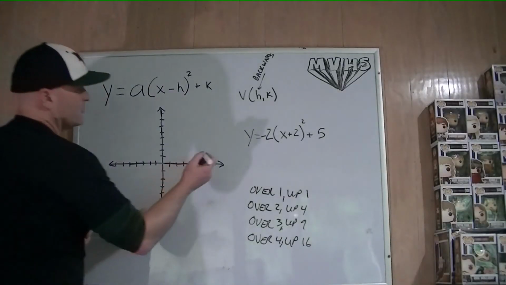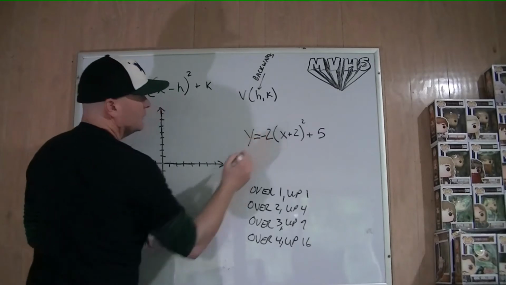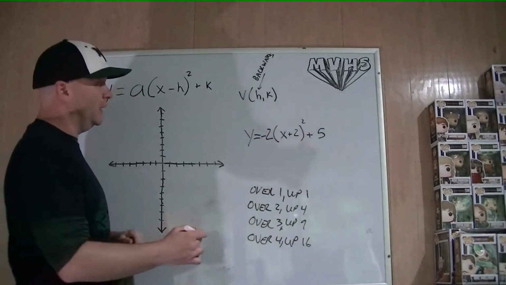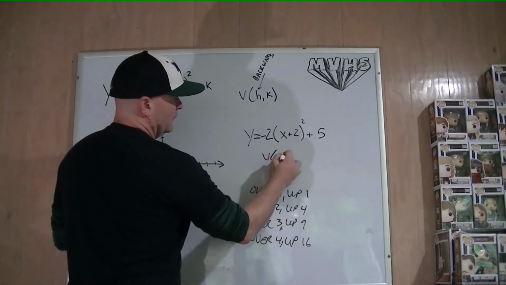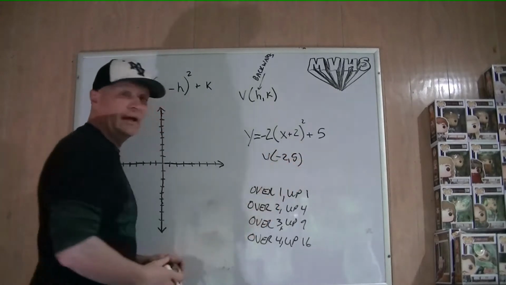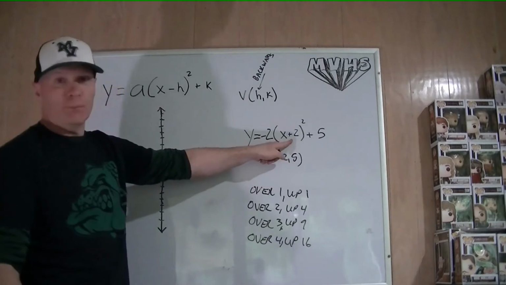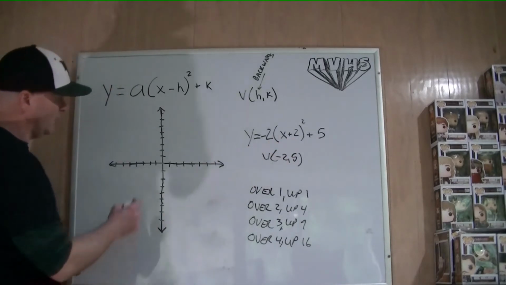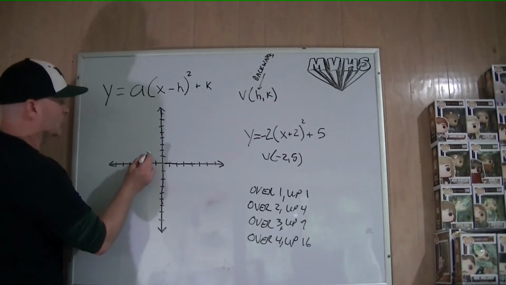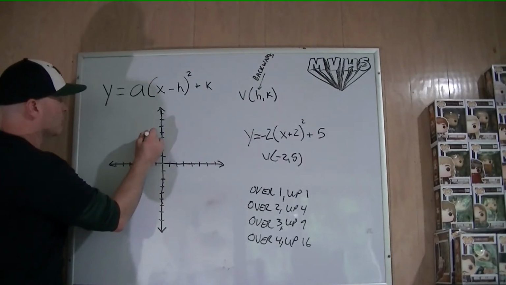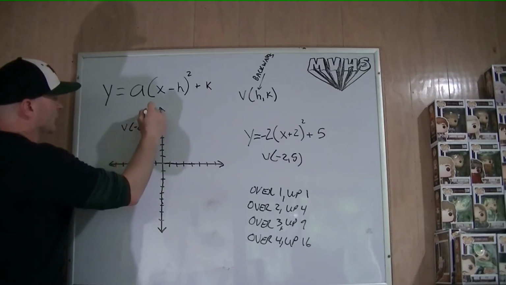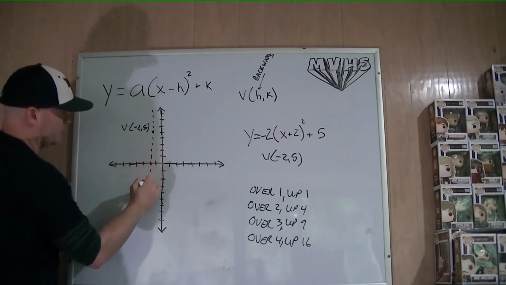Okay, we're going to graph this one. It's y equals negative 2, x plus 2 squared plus 5. So we should be able to tell just by looking that our vertex is negative 2, comma 5. Remember, it's backwards here, so if it says plus 2, it means minus 2. That means my vertex is negative 2 and 1, 2, 3, 4, 5. So I'm going to put a dot there, and then I'm going to put my axis of symmetry.